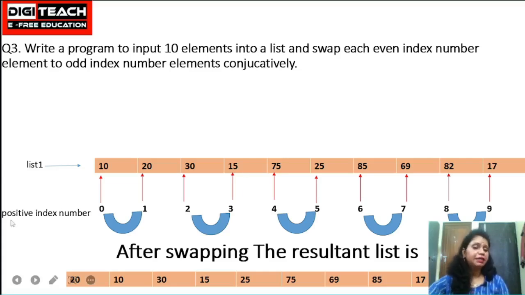So here the index number is very important, that is, the index number starts from 0 to the length of the list minus 1. So when you write the code, after that your answer will be 20, 10, that means it is interchanged. Similarly 30, 15, 25, 75, 69, 85 and 17, 82. Okay, hope all of you understood the concept I am going to use here. So here swapping means interchange, and in Python you can do that swapping in a very easy way. Okay, so let's start writing the code.